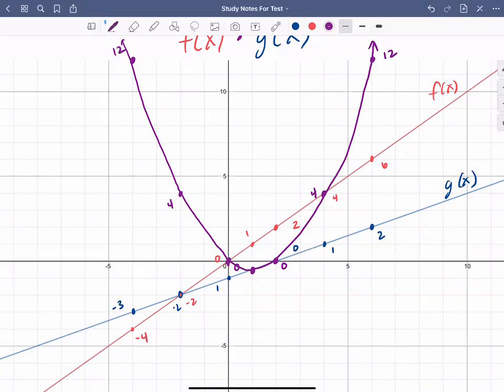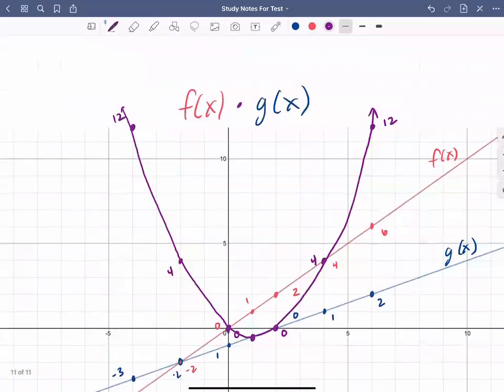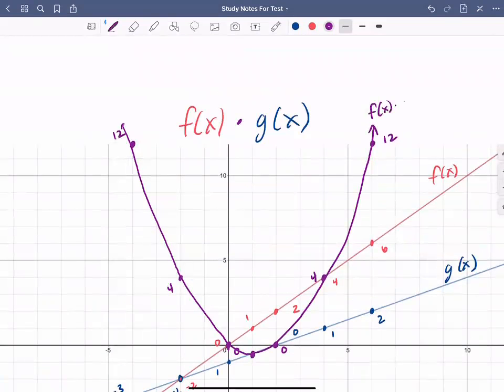So this parabola would be our f of x times g of x graph. Remember, a linear times a linear gives us a quadratic. A straight line times a straight line gives us a parabola.